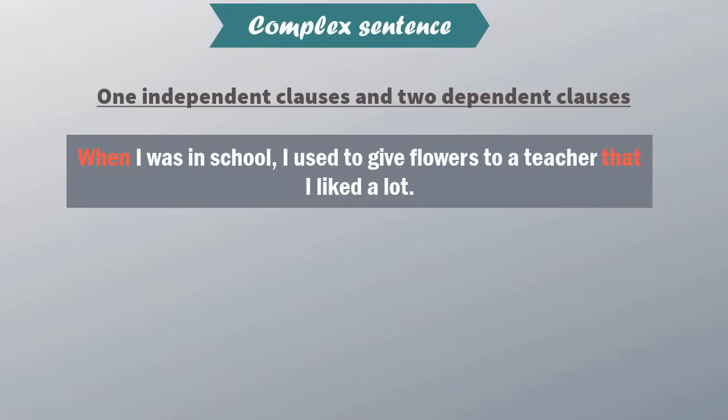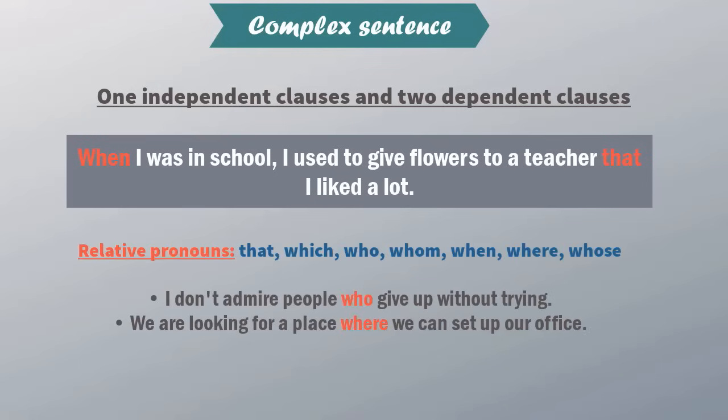Both these clauses have a subject and a verb. When I was in school, I was. That I liked a lot, I is the subject, liked is the verb. So you can make complex sentences using relative clauses as well. For example, I don't admire people who give up without trying. I do not admire people who give up without trying.